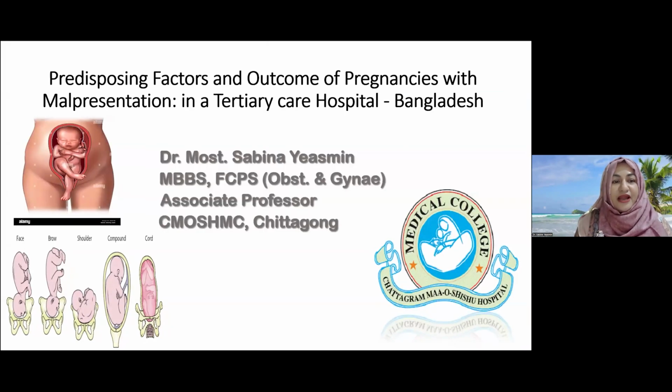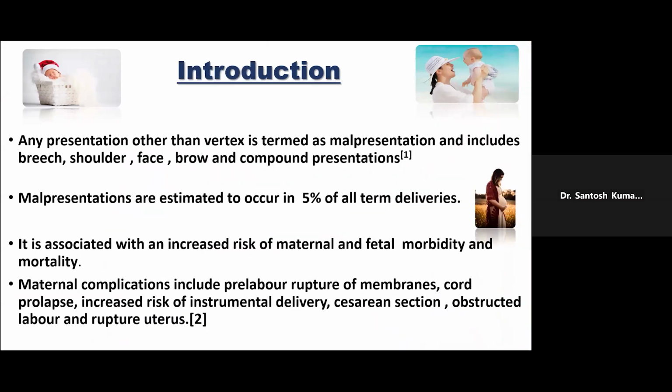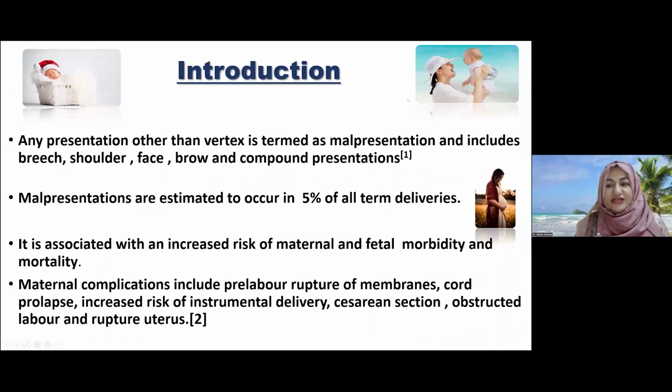I am going to present about predisposing factors and outcome of pregnancies with malpresentation in a tertiary care hospital, Bangladesh. Any presentation other than vertex is termed as malpresentation and includes breech, shoulder, face, brow, and compound presentation. Malpresentations are estimated to occur in 5% of all term deliveries. It is associated with an increased risk of maternal and fetal morbidity as well as mortality.